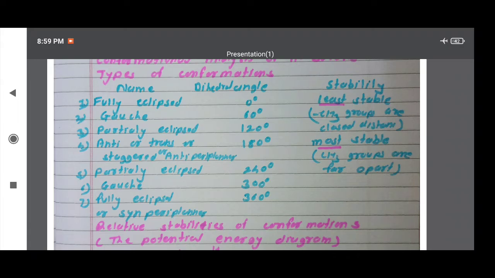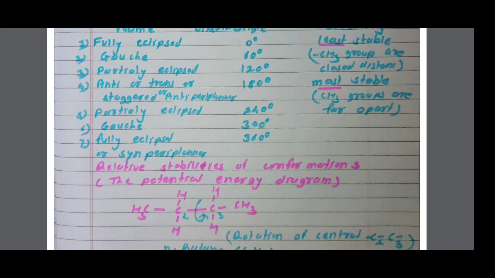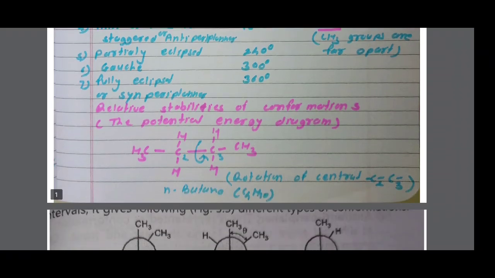Then after showing the conformations, we study our next point, relative stabilities of conformations, that is the potential energy diagram of normal butane. I am showing the structure here, normal butane. Butane is a 4-carbon compound, CH3, CH2, CH2, CH3. Here carbon atom number 2 and carbon atom number 3 are the central carbon atoms, and conformations occur due to the rotation about carbon atom number 2 and carbon atom number 3.